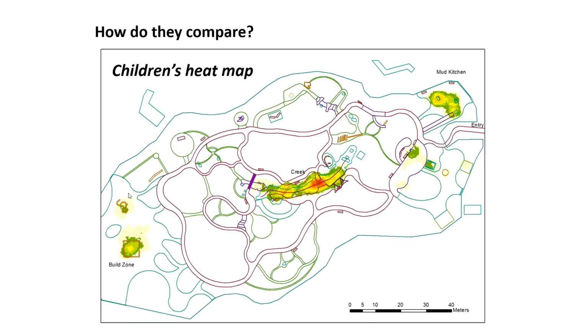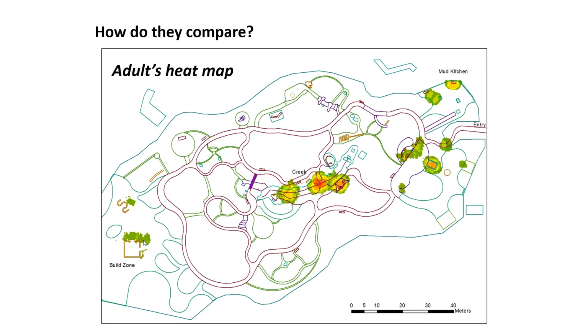All right, so let's look at the build zone. We see the children are clustered around these armatures, and the adults here are clustered around the periphery of these armatures.